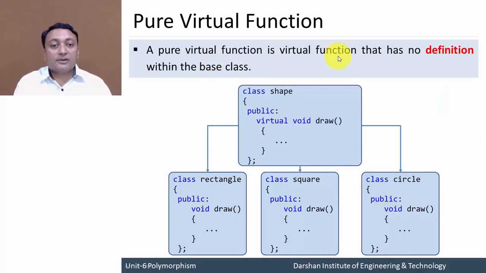A pure virtual function is a virtual function that has no definition within the base class. That means here I am having class Shape, and it is deriving classes Rectangle, Square and Circle, and all three classes have the method draw. Now I am not providing any definition to this virtual function. So this virtual function without definition is called a pure virtual function. It will be a normal virtual function, but if you are not writing anything inside this definition, then it will convert it to a pure virtual function.